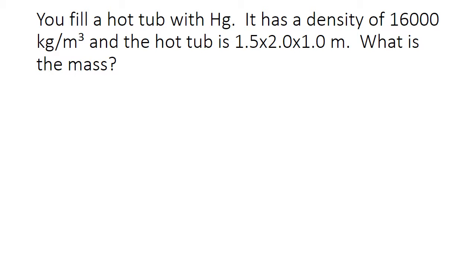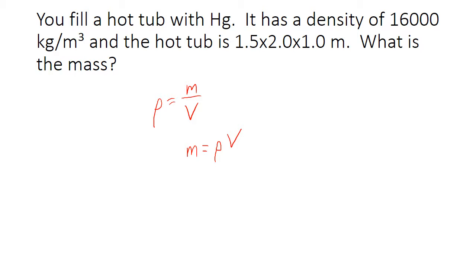So we're going to fill a hot tub up with mercury, because that is what the cool kids do. Mercury has a density of around 16,000 kilograms per meter cubed, and the hot tub is 1.5 by 2 by 1 meter. What is the mass of mercury that we'll need? Whenever you're starting something like this, we're going to start with your equation here. So rho is going to equal M over V. Once we have that written down, let's solve it for what we're interested in. We're solving for mass, so we know that mass is going to equal rho times V.